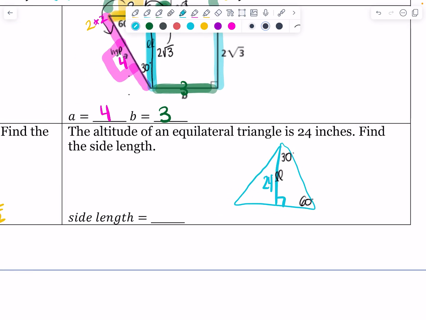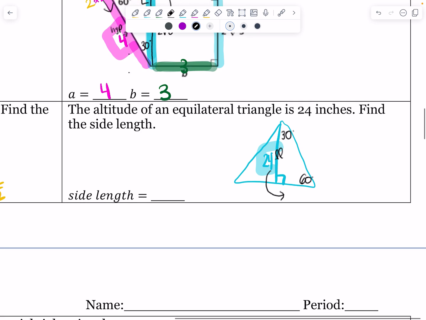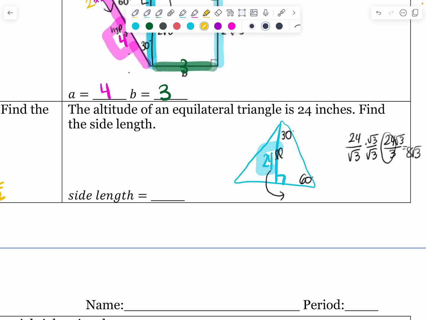And so what we're going to do is go back to the short leg. To go to the short leg, you're going to divide by the square root of 3. So the altitude is 24. We're going to do 24 divided by root 3. Of course, we got to rationalize that. So we're going to multiply by root 3 over root 3. This is going to be 24 root 3 over 3. 24 over 3 is 8. So that's 8 root 3. Okay? So if that is 8 root 3, the short leg is 8 root 3.